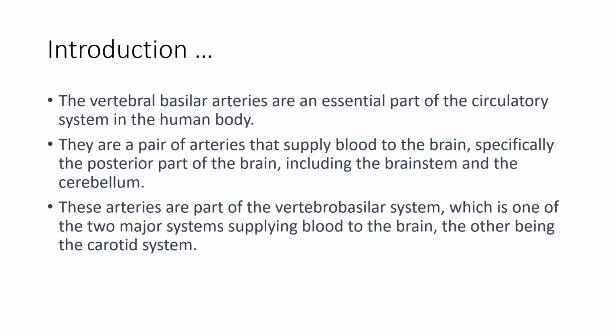So, introduction: the vertebral basilar arteries are an essential part of the circulatory system in the human body. They are a pair of arteries that supply blood to the posterior part of the brain, the cerebellum, and the brainstem. These arteries are part of the vertebral basilar system, which is one of the two major systems supplying blood to the brain, the other being the carotid system.